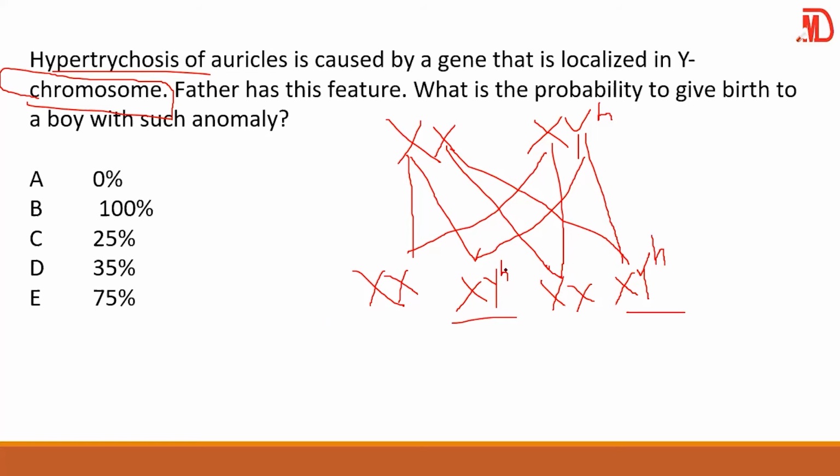Of course, they do have the disease because they inherited the Y chromosome from the father, and the father has the disease. So that means that 100% of the boys will have the disease, but the girls will be healthy. So B is 100%. All the male children will have the disease. Why? Because this is Y-linked, and the father will always donate the Y chromosome to the developing male. All right.